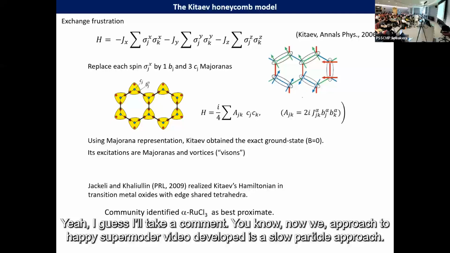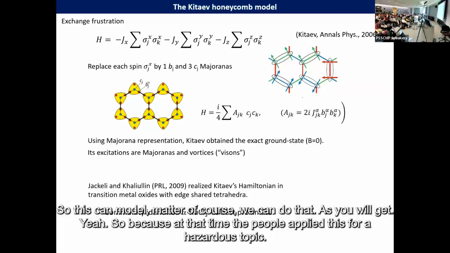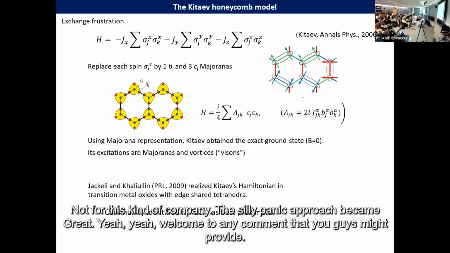Yeah, just to make a comment: in the RVB approach to high-temperature superconductors, people developed this slave particle approach. If you apply that approach to this Kitaev model, that approach becomes exact. Actually, you'll get the same results. Oh, is that right? Yeah. Because by that time, people applied this for the Heisenberg coupling, not for this kind of coupling. And if you apply it for this coupling, the slave particle approach becomes exact.